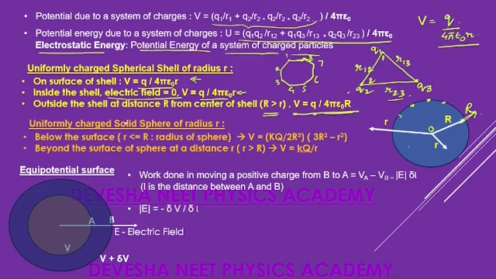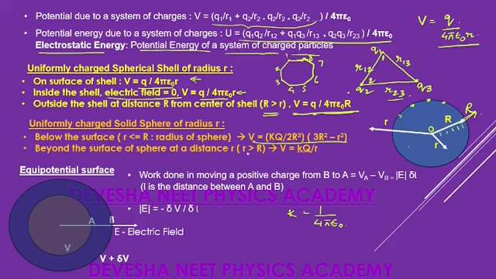Now, if the sphere was a uniformly charged solid sphere, then what happens? Below the surface, means for any distance from the origin till the circumference, so any distance means till here, till here, till here, V is equal to KQ by 2R cubed into (3R square minus r square). What is K? K is nothing but 1 by 4 pi epsilon 0. So that is below the surface.